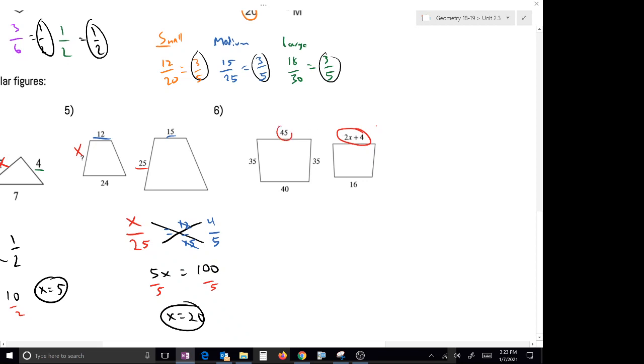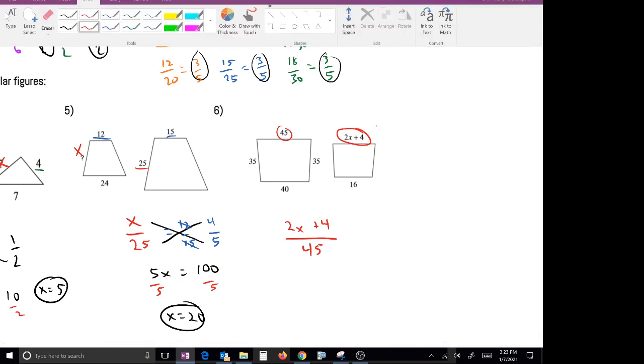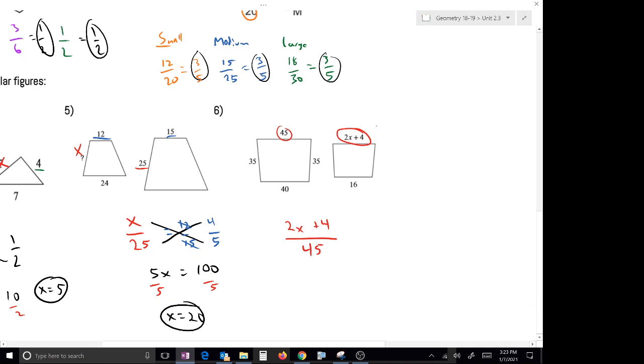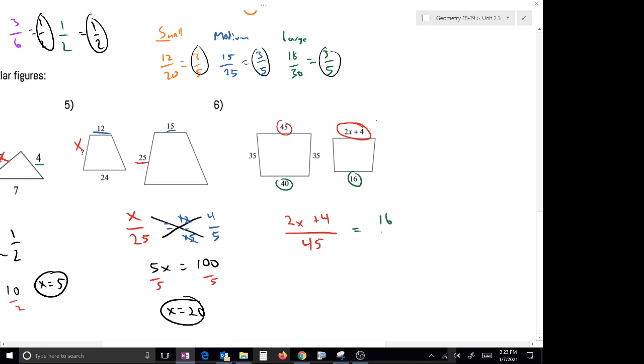So we'll match the corresponding sides. So that 2x plus 4 is over 45. And I can only work with these, the only other 2 corresponding sides I have, so I'm going to set it up. I'll make sure I'm starting with the same. I'm going right to left, so 16 is going to go first, and then 40.